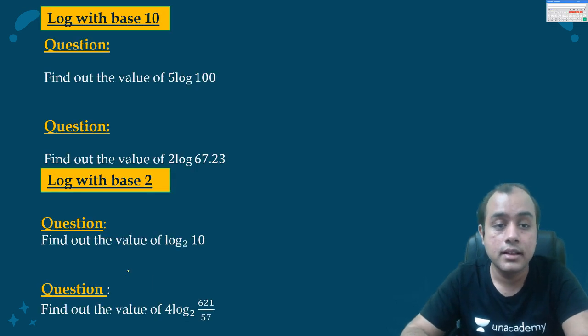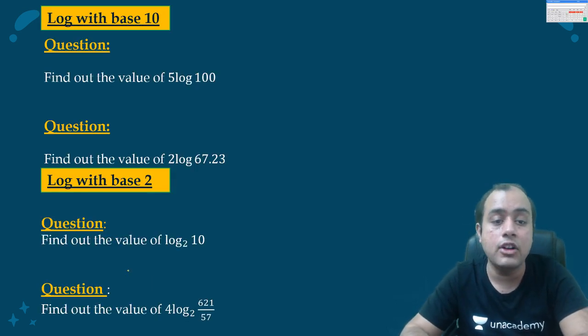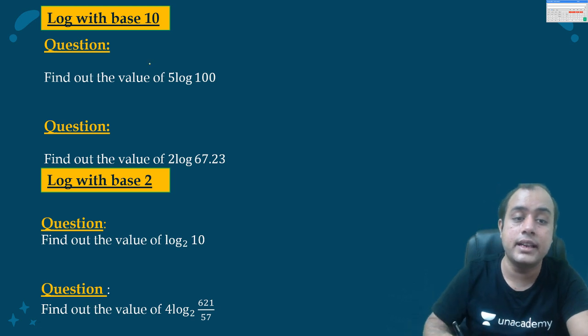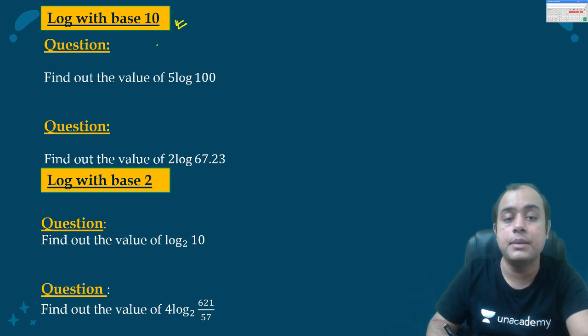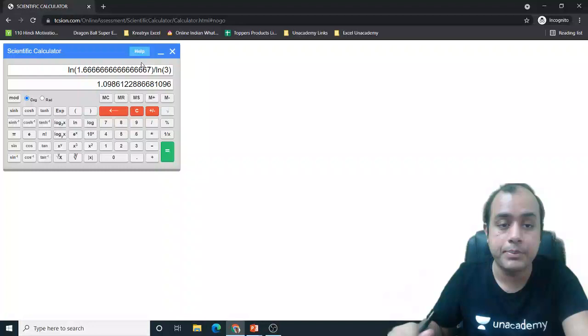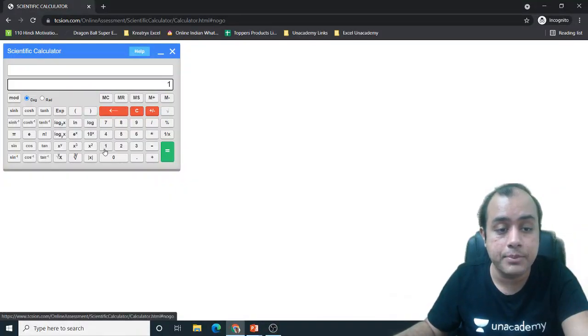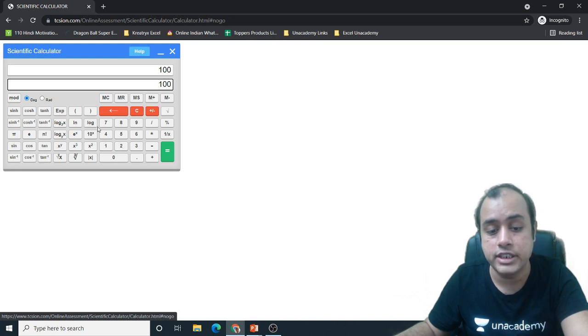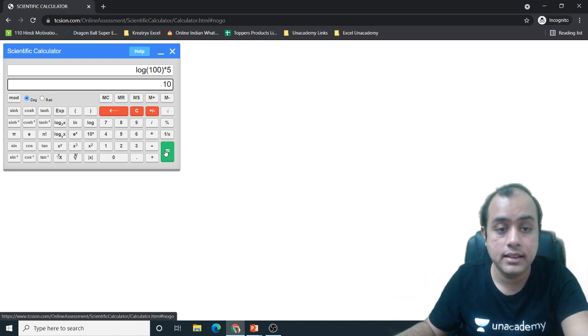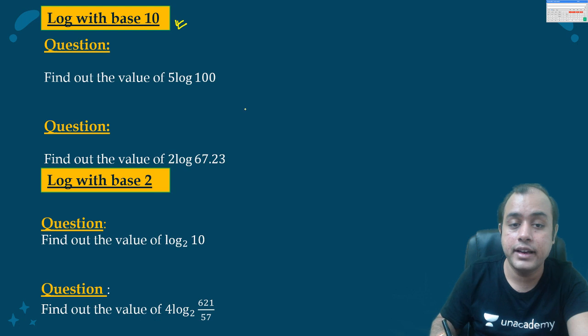Moving on. Now we need 5 log 100 on a base of 10. Very simple. Again follow the same process. First 100 you will enter. Then you will press this log. Now you will multiply it by 5. See, it is 10. Very simple. It is coming out to be 10.